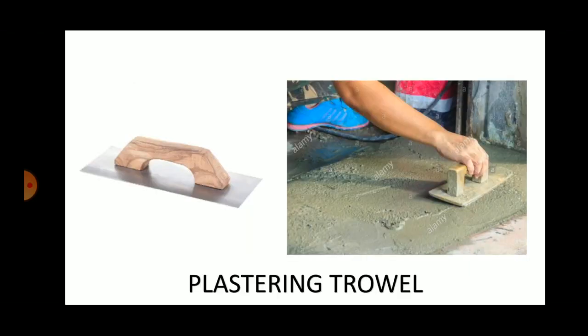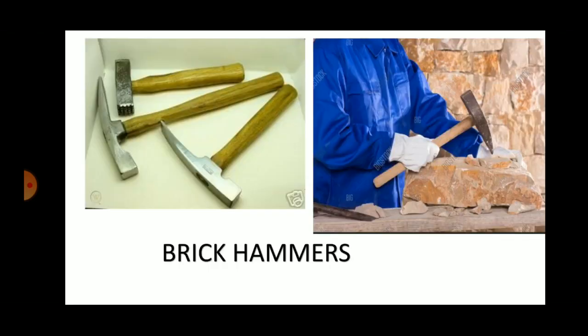Look here, this is a plastering trowel. It is rectangular in shape. A mason also uses brick hammers to break the bricks to the desired size.